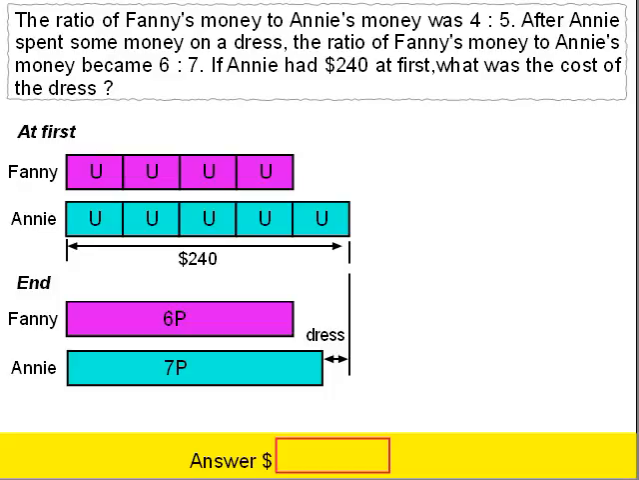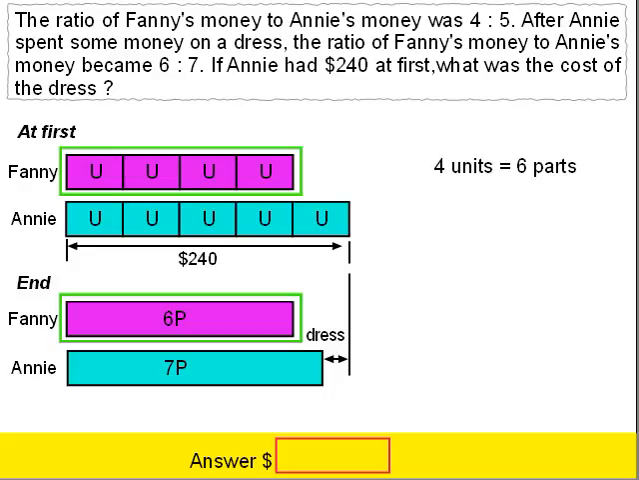But we know that by looking at the model for Fanny's, because we know that Fanny's money was the same. By comparing Fanny's model at first and in the end, we know that 4 units is equal to 6 parts. Simplifying it, 2 units will be 3 parts. The lowest common multiple of 2 and 3 is 6.